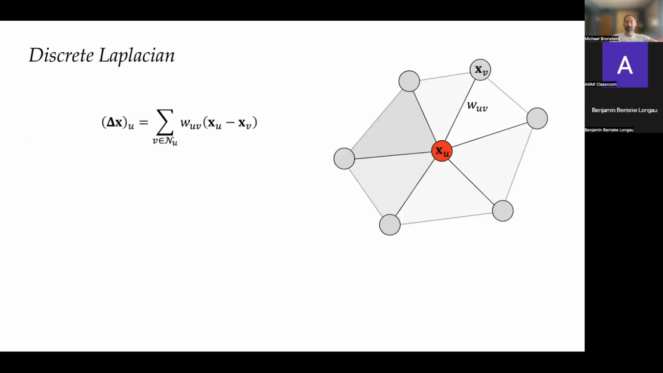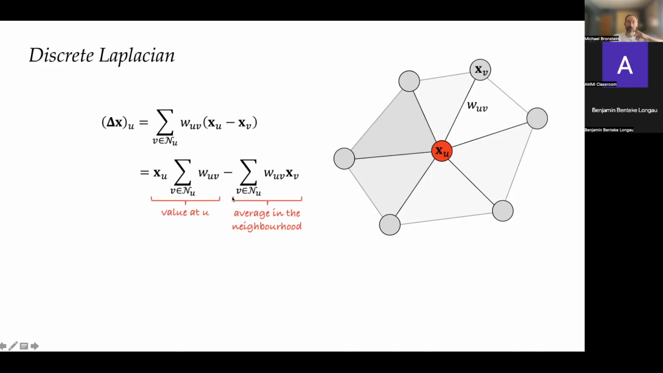So what is a discrete Laplacian? The discrete Laplacian looks like this. At every point, I look at my neighbors, right? So I have a node U in the mesh. I have a neighbor V, and I look at the difference between U and V weighted by some coefficients. And you can see that what it tells you is that it's some kind of difference between the node itself and the weighted average of the neighbors, right? So it's exactly the same interpretation as we had before. It's how different am I from my neighbors.